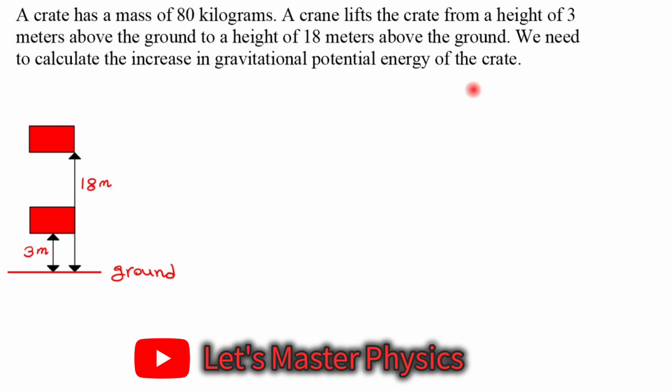Here's the problem. A crate has a mass of 18 kilograms. A crane lifts the crate from a height of 3 meters above the ground to a height of 18 meters above the ground. We need to calculate the increase in gravitational potential energy of the crate. Before we jump into the calculation, let's quickly review the key concept here: gravitational potential energy.